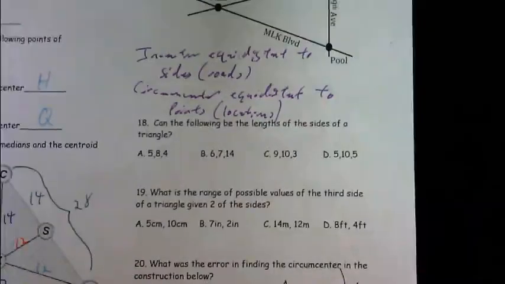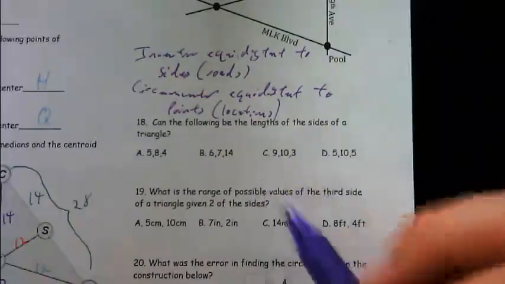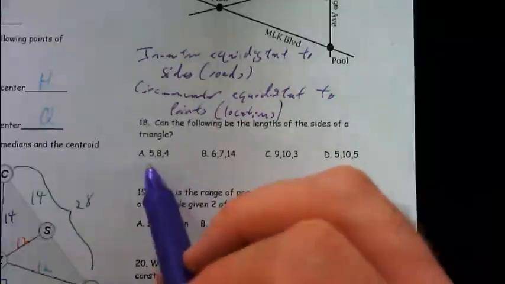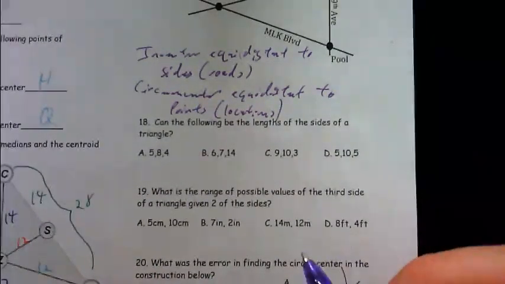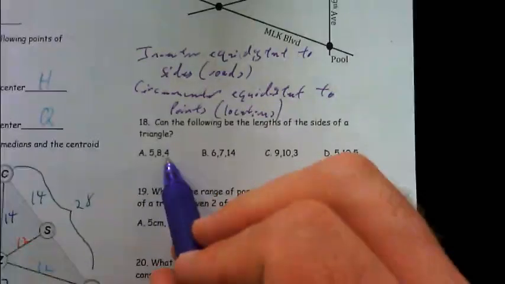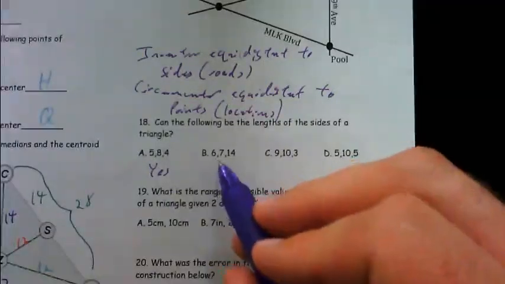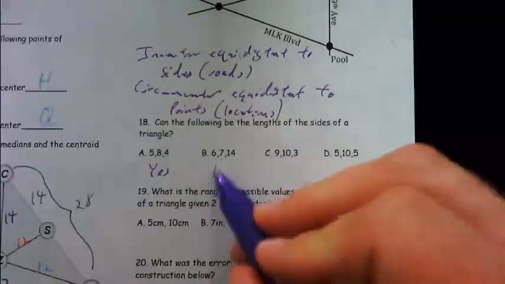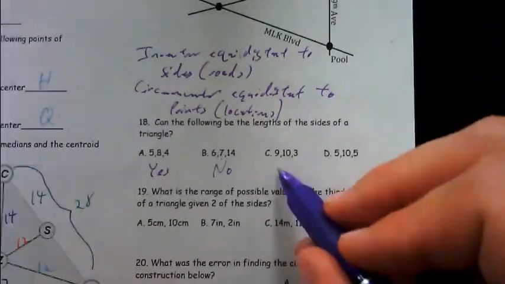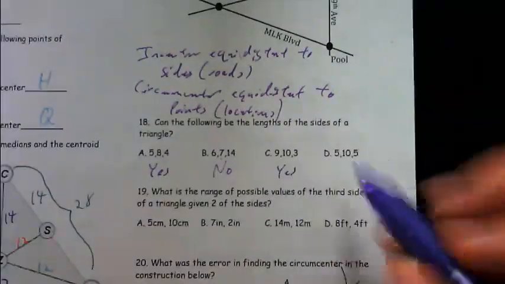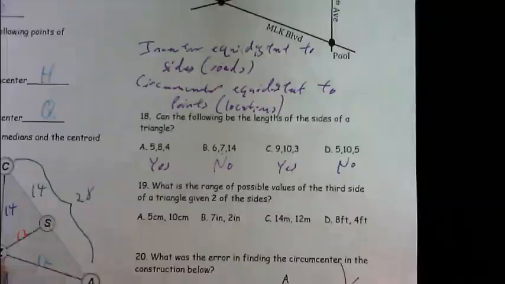All right, on number 18. Can the following be lengths of the sides of a triangle? So we did some of these on the other review, but again, in order to be a triangle, the two small sides are going to have to be greater than a third. So 5 plus 4 is 9, so that is greater than 8. 6 plus 7 is 13, that is not greater than 14. 9 plus 3 is 12, which is greater than 10. 5 plus 5 is 10, it's not greater than 10, so that doesn't work.